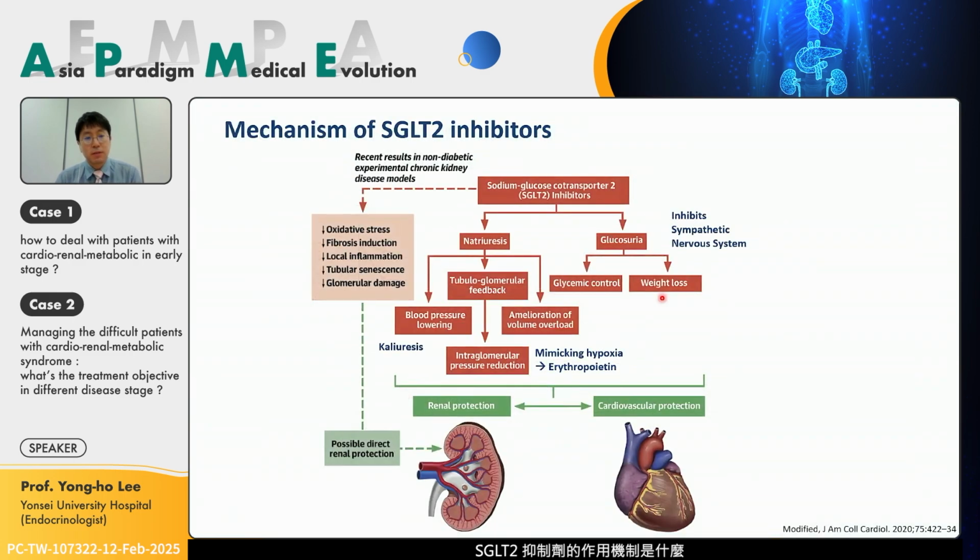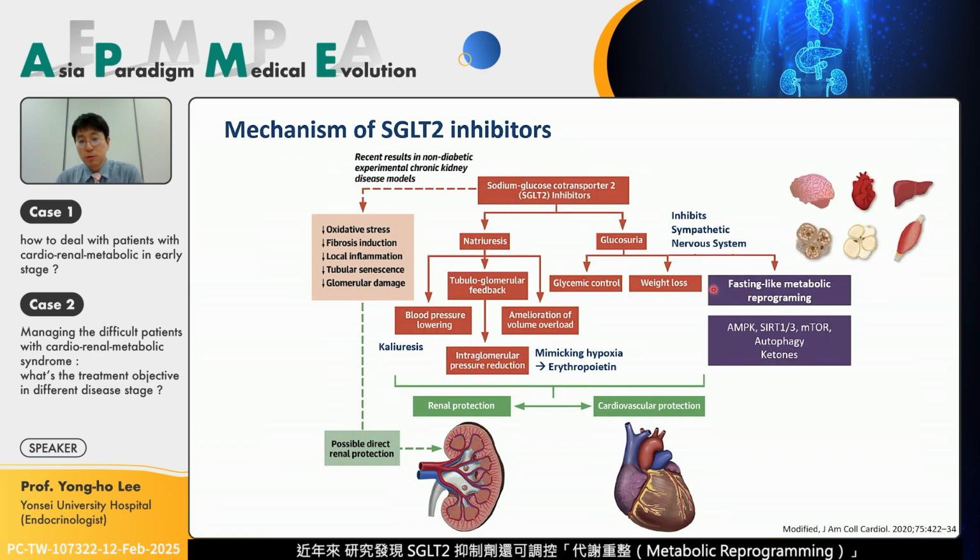What are the mechanisms of SGLT2 inhibitors? There are many researchers trying to elucidate these mechanisms. The two major effects of SGLT2 inhibitors are natriuresis and glucosuria, and by doing that, they can lead to various pleiotropic effects. Also, recently, another important mechanism of SGLT2 inhibitors is fasting-like metabolic reprogramming, which can induce AMP kinase or sirtuin activation and inhibition of mTOR, which can help the kidney to be more protected.